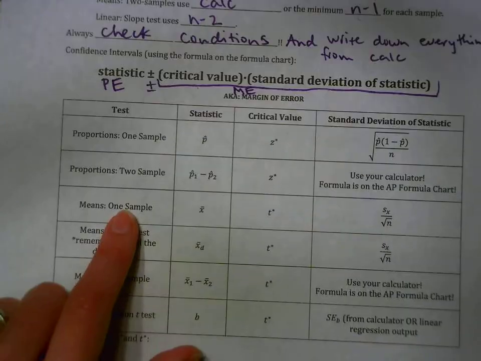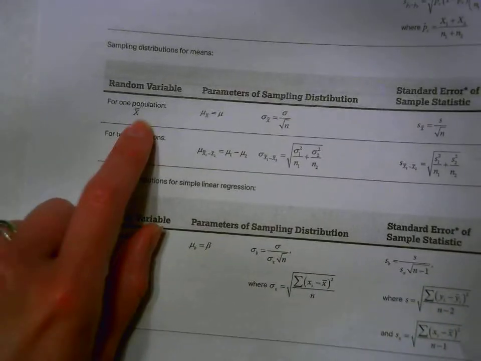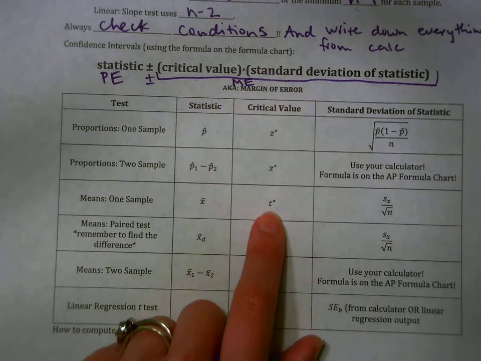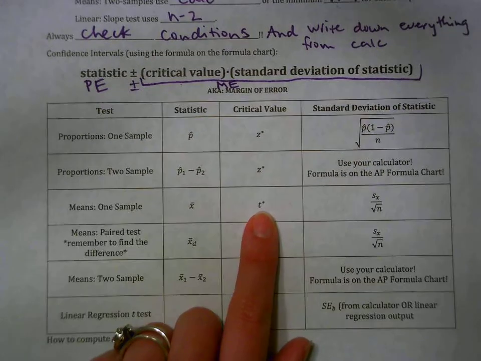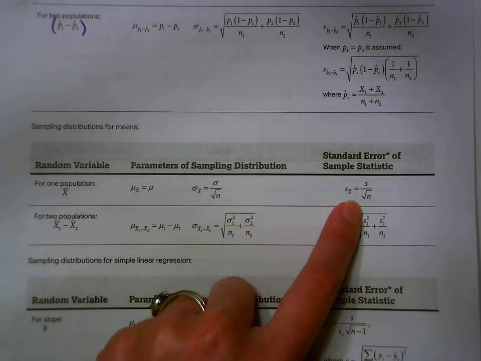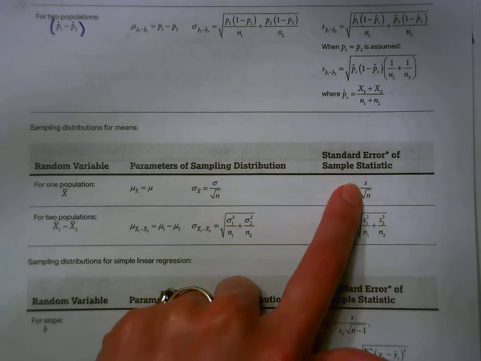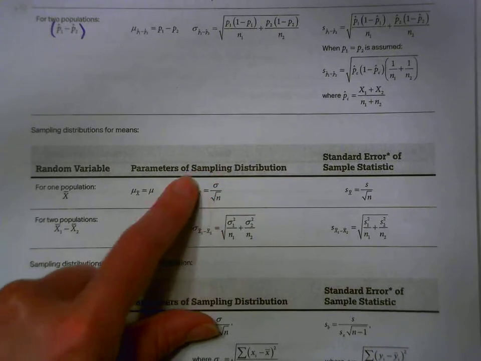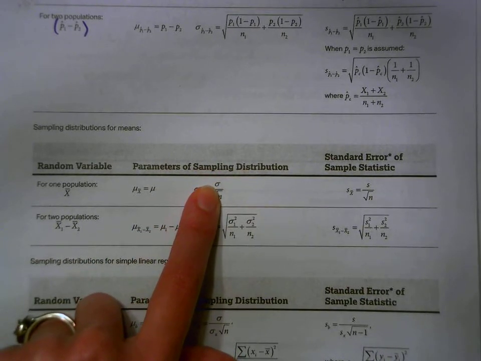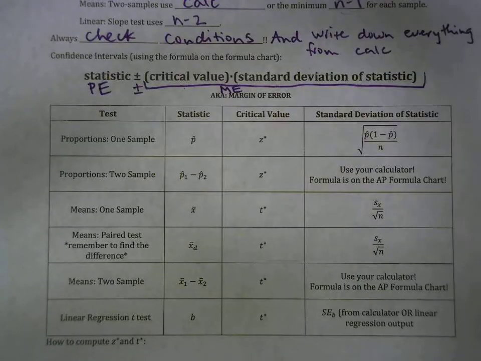Now, if it's a mean, one sample, you come down here. This is your statistic, x bar. Now you should probably be using t star, and your formula is the standard deviation divided by the square root of n. If you use t, it should be this one, because technically if you used the other one, you would know the true population standard deviation, and that would be z. So just something to think about.